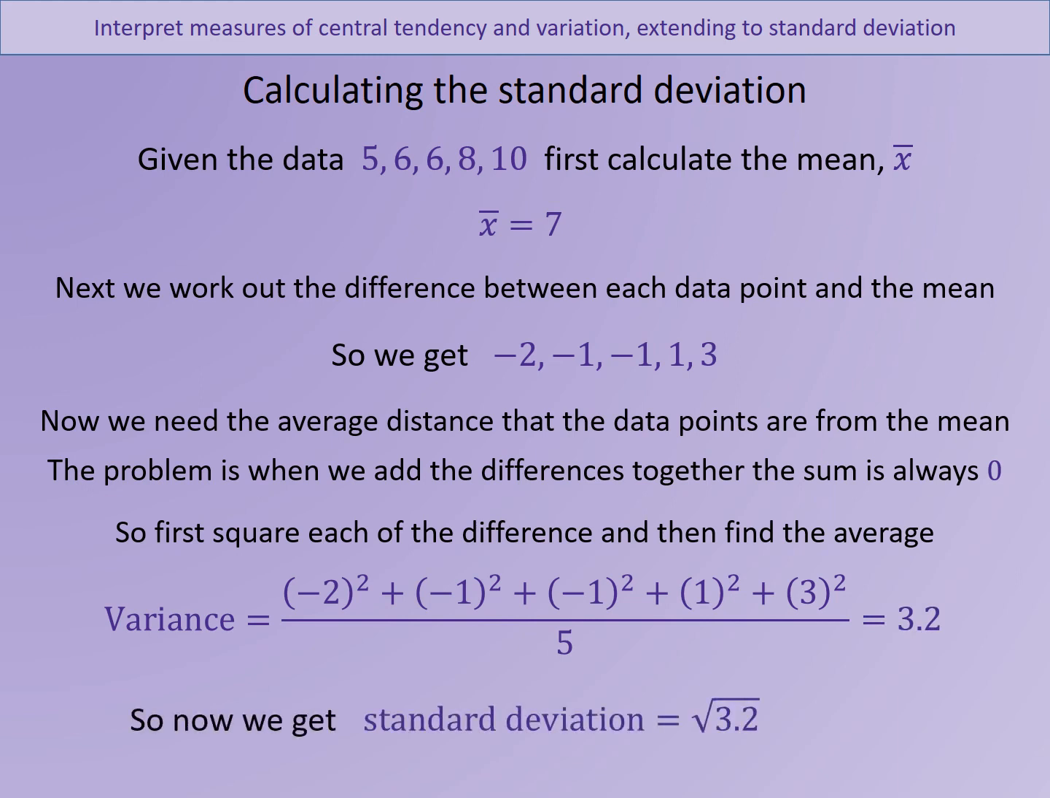We can use this to work out the standard deviation by taking the square root. So the standard deviation here is 1.79. So this is telling us that each piece of data on average is 1.79 away from the mean.